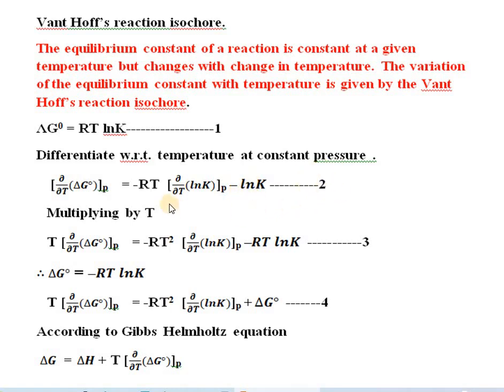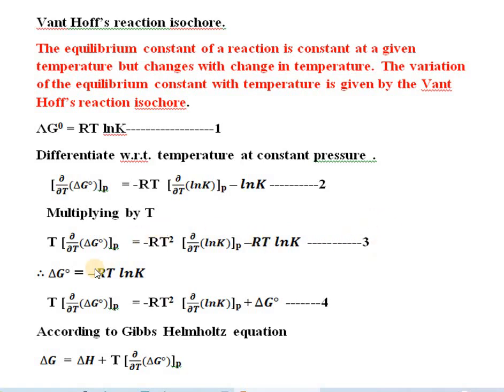Equation 2. Multiplying this equation by capital T, the above equation can be rewritten as T into del delta G0 by del T at constant pressure is equal to minus RT square into del by del T of ln K at P, minus RT ln K, equation 3.